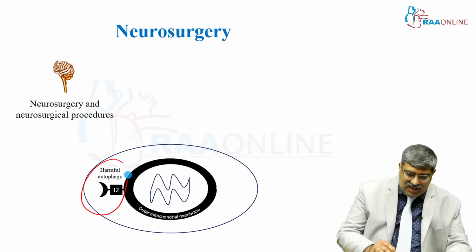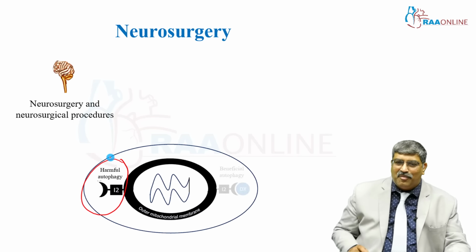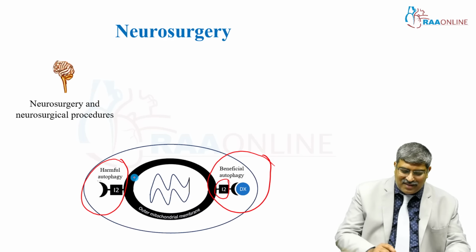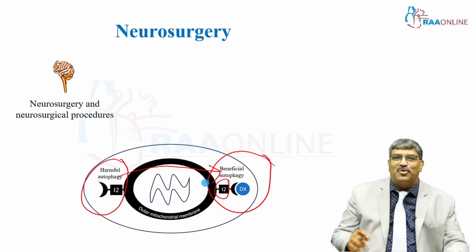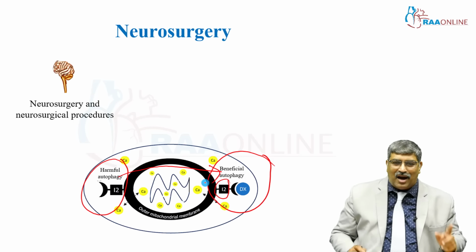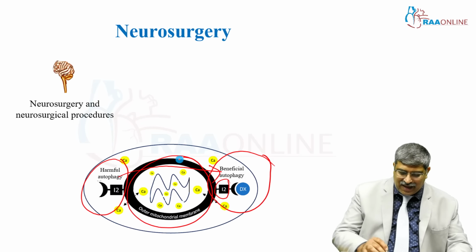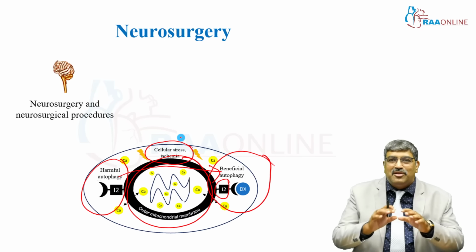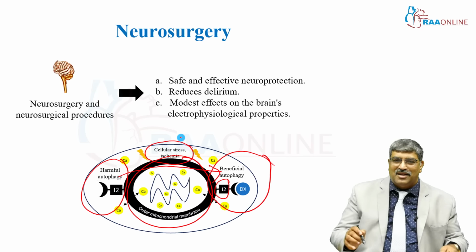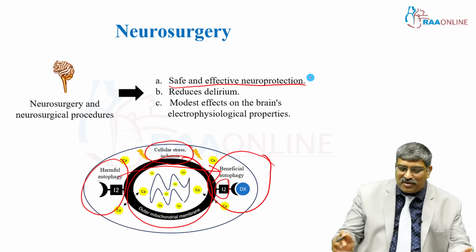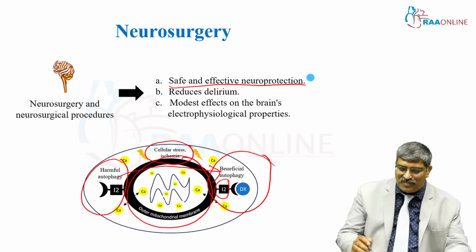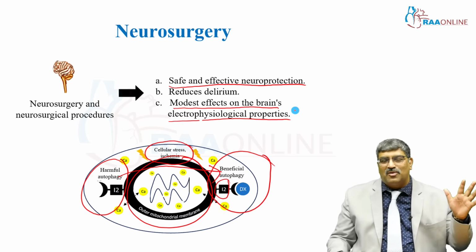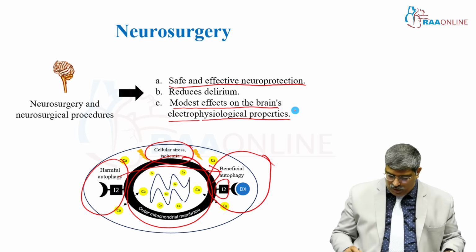Here, during surgery, there is a harmful autophagy. By dexmedetomidine combining with the imidazole 2 receptor, this harmful autophagy is converted into a beneficial autophagy. Apart from that, it prevents the calcium influx and it also reduces the cellular stress and ischemia. By doing these 3 different things, it gives safe and effective neuroprotection, reduces delirium, and there is a modest effect on brain electrophysiological property. So, dexmedetomidine nowadays is being used as a neuroprotective agent.